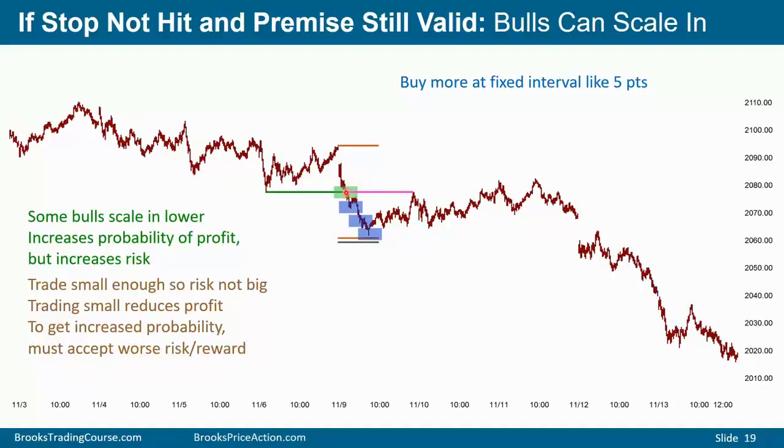A bull buying here might trade very small. He knows where his stop is. He'll maybe use a measured move down, just below the measured move down, this black line, and maybe he'll scale in at fixed intervals, like 5 points below his entry price, 5 points, 5 points, and then get out of the entire position if it hits the stop. If you're scaling in, you have to be trading very small. You're scaling in for one reason, to increase the chances of making money. That means you're trying to increase your probability, and you have to accept greater risk, a greater position size, stop further away. That means you're getting worse risk reward as the price that you're paying to get the higher probability of making money.